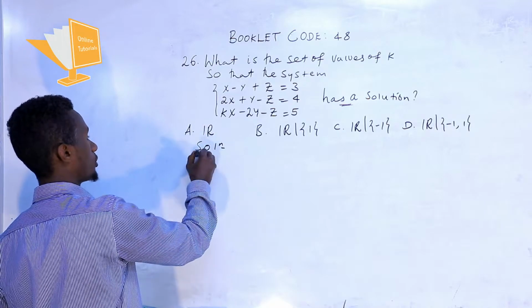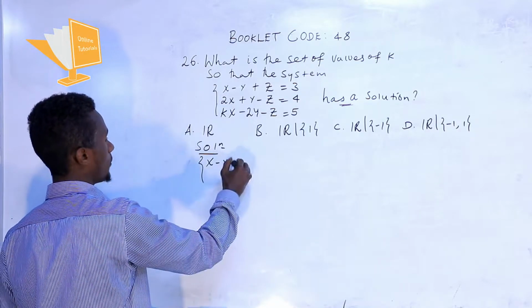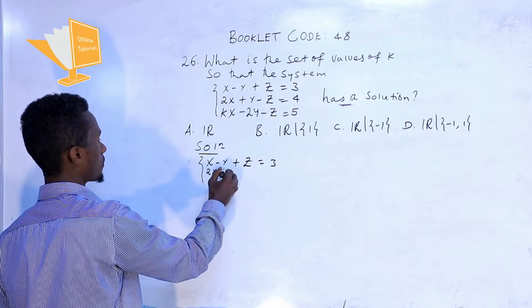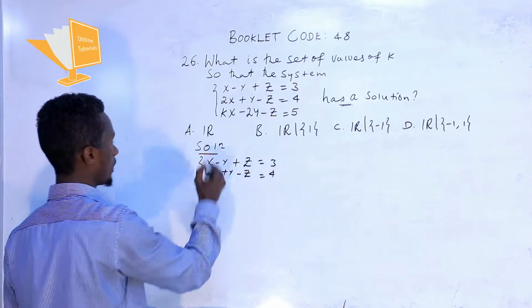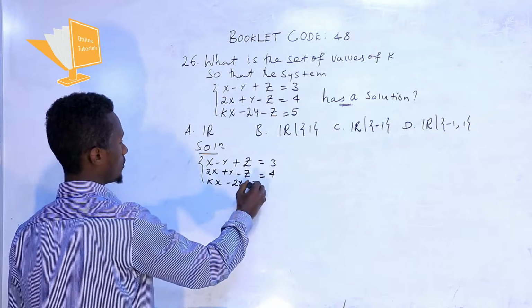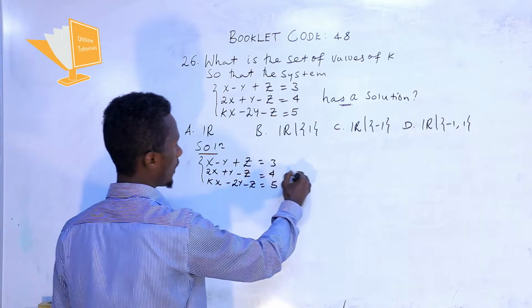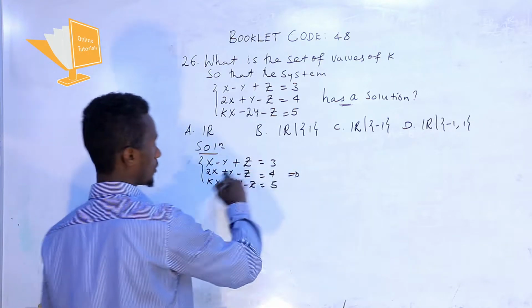መጀመሪያ ኢኩዌሽኑን ወደ ማትሪክስ ኖቴሽን እንቀይራለን። x minus y plus z which is equal to 3, 2x plus y minus z which is equal to 4, kx minus 2y minus z which is equal to 5. So make this as a matrix notation. How? Using the coefficient matrix.